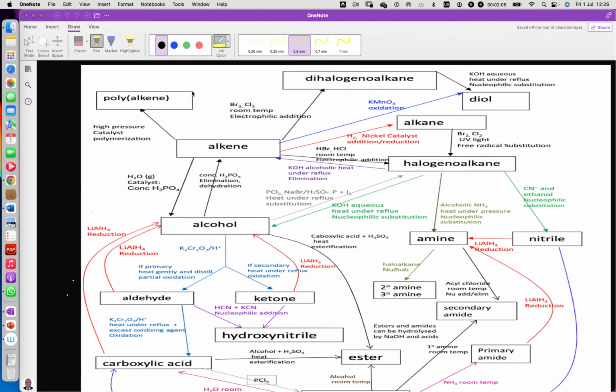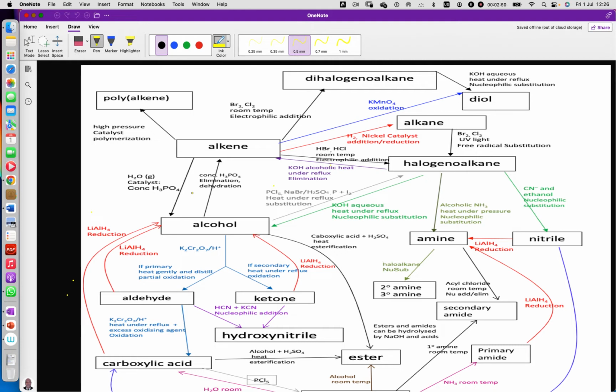Alkanes have many types of reaction. They react with halogens at room temperature. They also react by electrophilic addition. Alkenes undergo electrophilic addition by reacting with halogens.